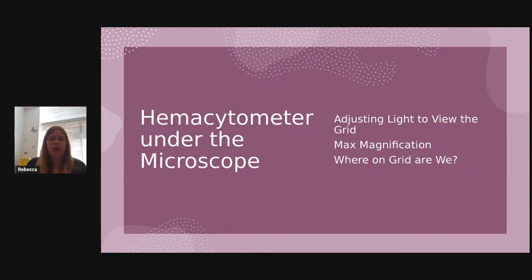And so there are 3 ways that you can adjust your light to view the grid. Does anyone know of those? You can comment them in.